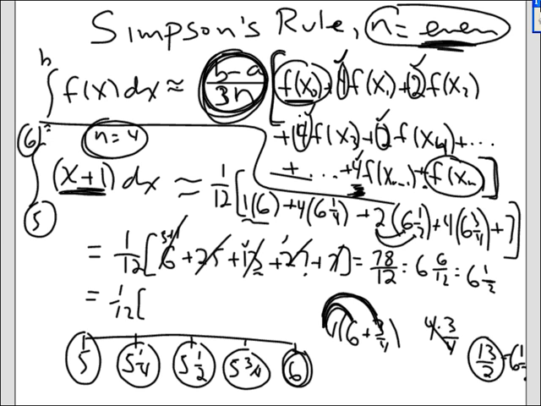The second term from the beginning and the second term from the end must be 4. And it oscillates: 4, 2, 4, 2, 4, 2. But again, it ends in 4. And the first and last terms don't get multiplied by anything. Okay, good luck with this.